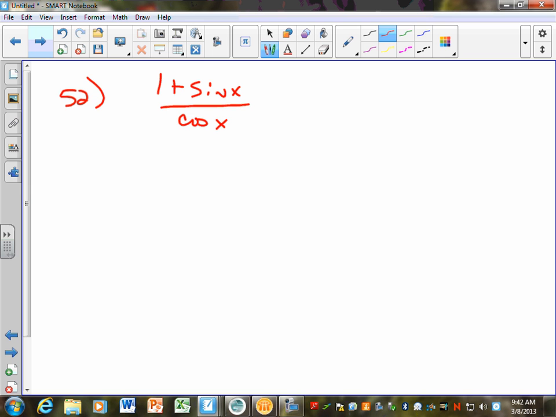On 52. So they want you to simplify it, and again, there's not much you can do here. Because it's not a trig identity, but if you look at the answers, most of them are separated, so you can do that whole separation thing again. So you can write that as 1 over cosine of x plus sine of x over cosine of x, that whole undoing the common denominator.